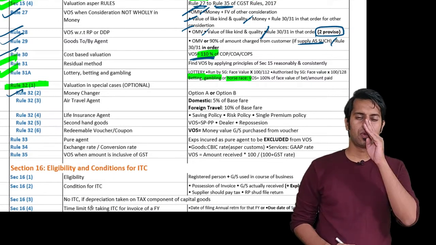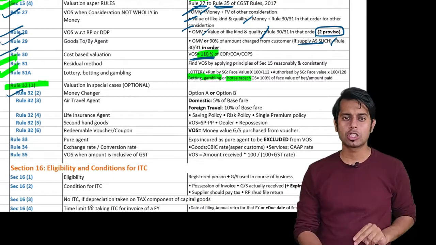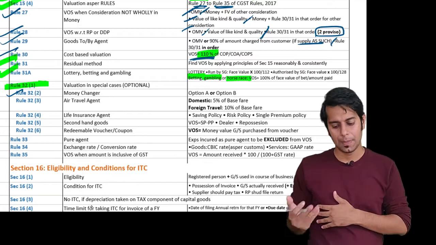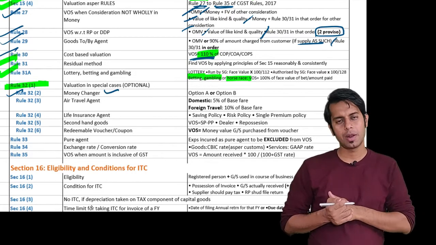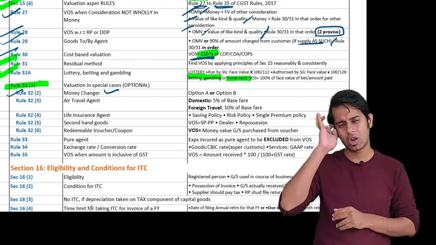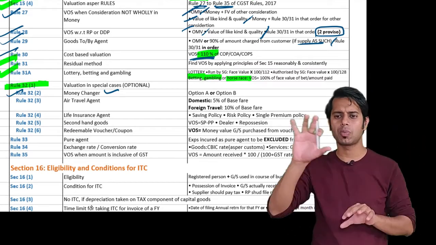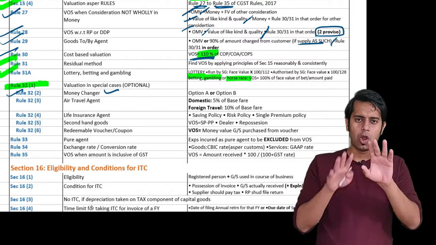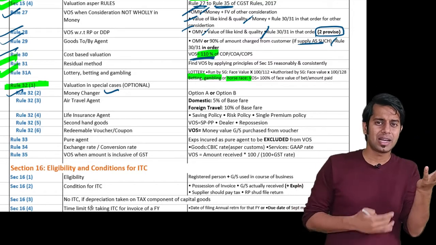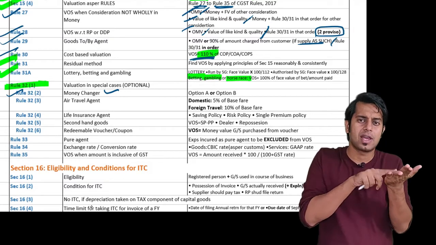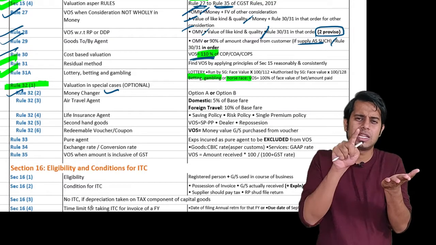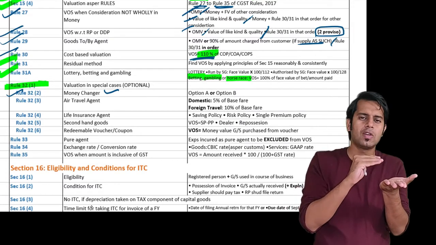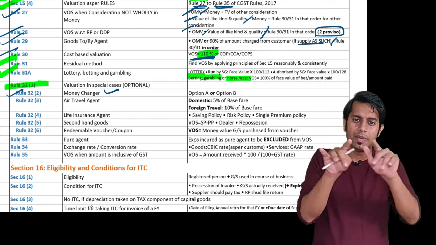Rule 32 sub rule 2 talks about a foreign exchange dealer or a money changer. In case of a foreign exchange dealer or a money changer, he has two options, option A and option B. So what are these two options, sir? In option A, see whether the currency which is exchanged involves Indian rupees. If it involves Indian rupees, then the value of supply will be determined as follows.